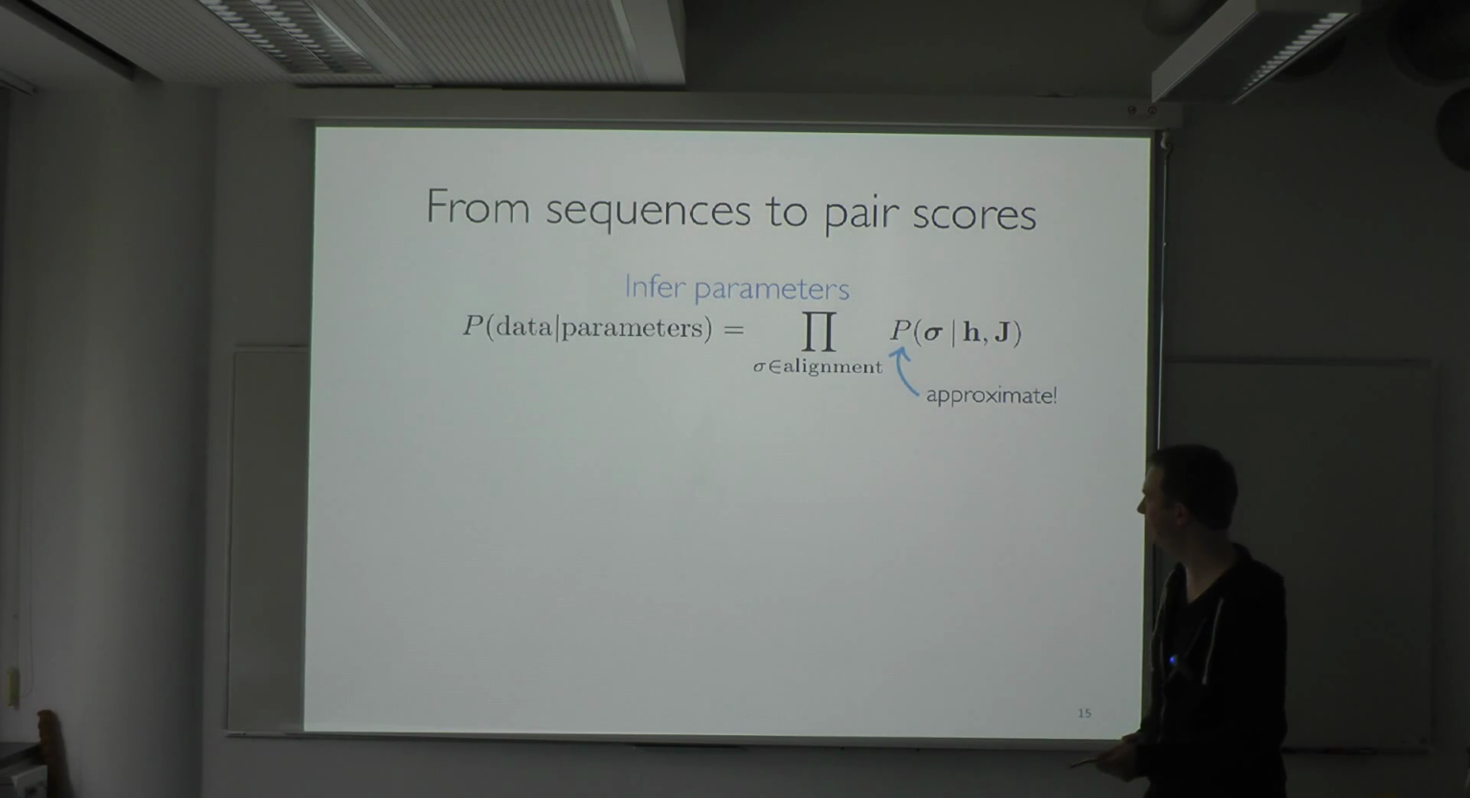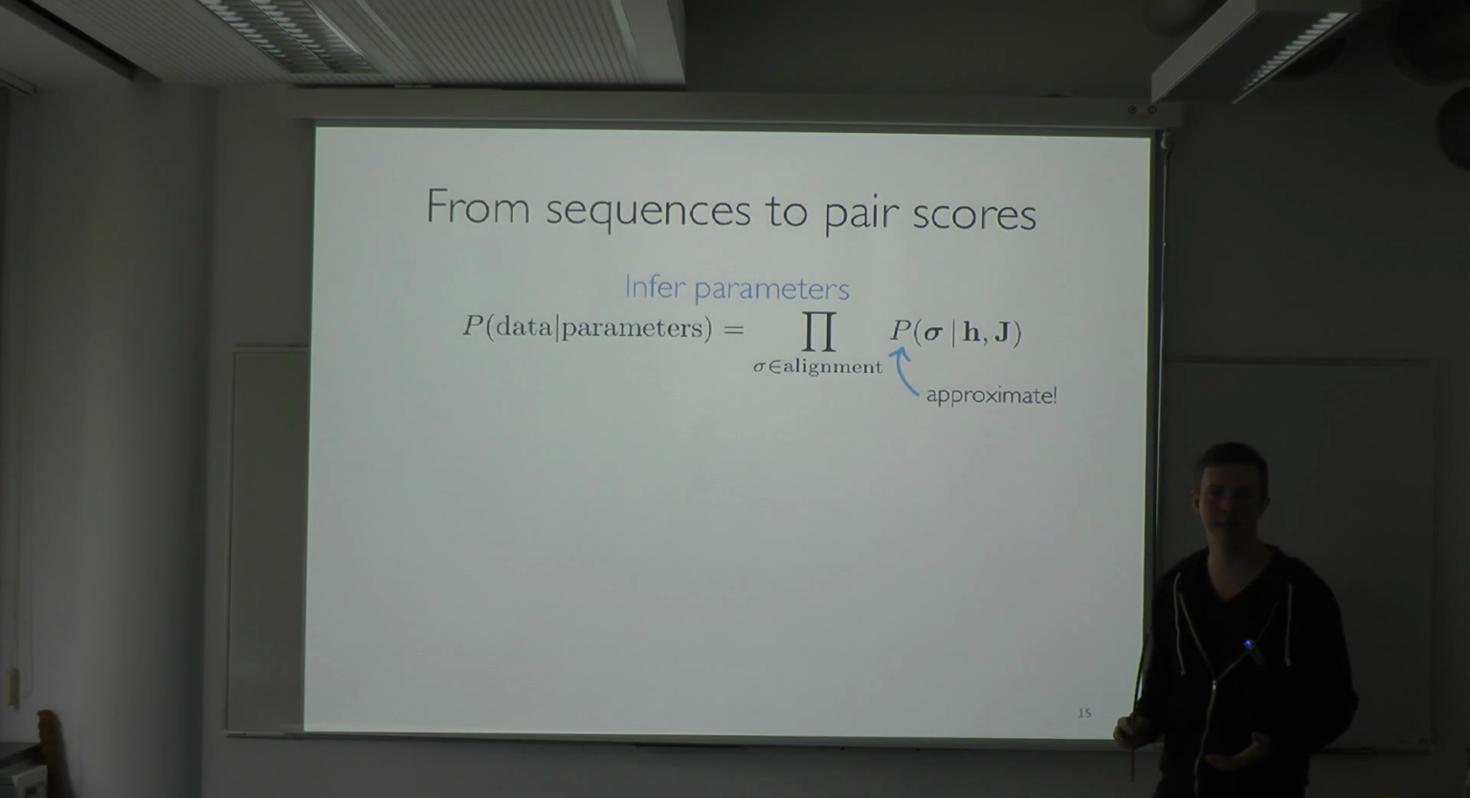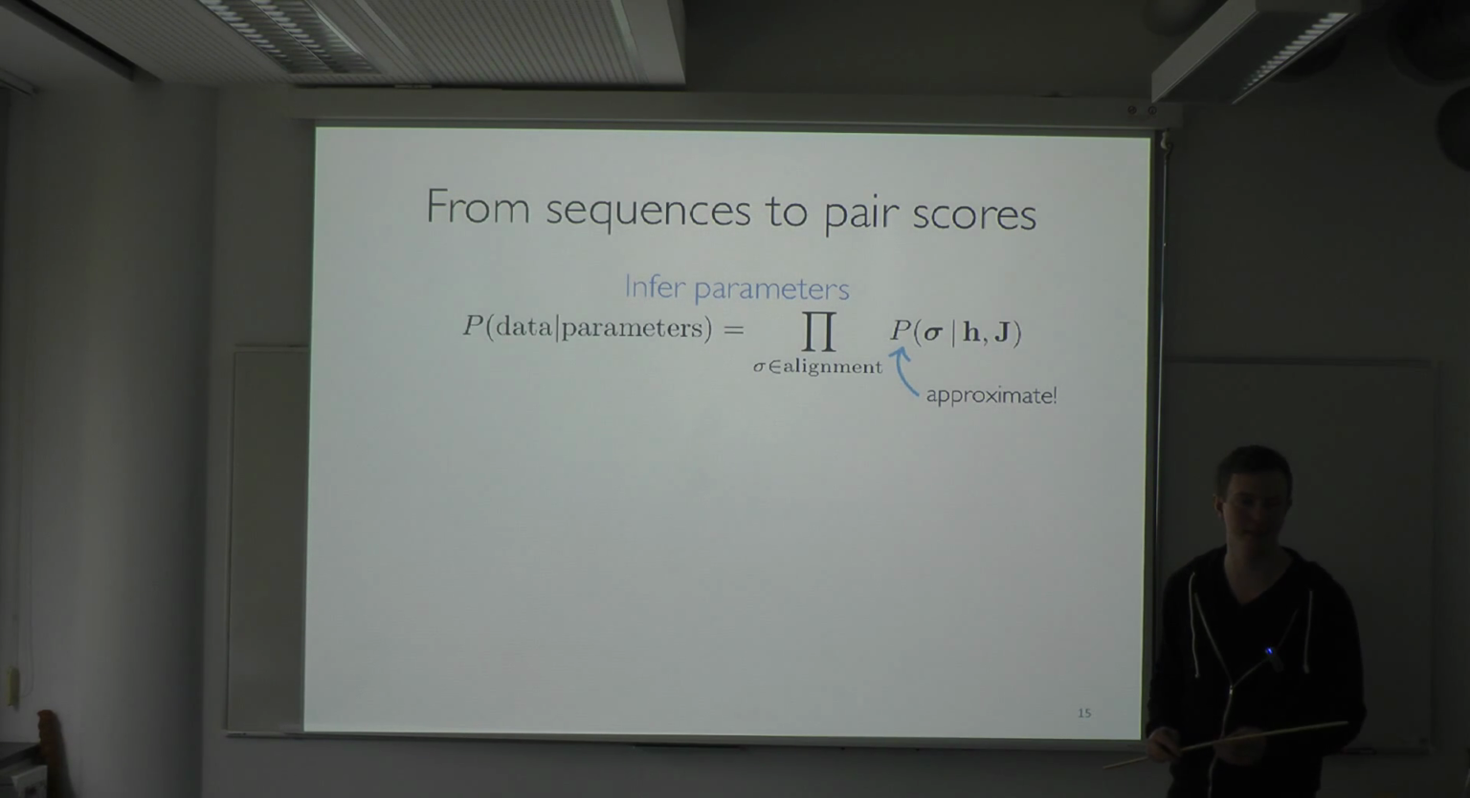So you have some sort of data. In our case, that's the multiple sequence alignment, and you're trying to figure out what are the parameters for that statistical model that best explain the data that you have. So you're trying to find the most likely model that explains the data that you have, the sequence alignment.